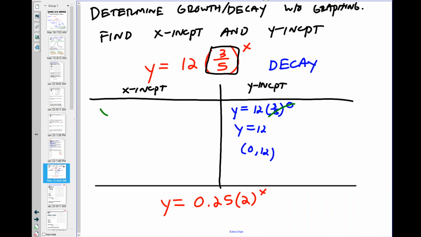How about the x-intercept? How would I find the x-intercept? Put a 0 for y. And let's see who actually learned something. Because now the variable that we're solving for is in an exponent, what are we going to eventually need? We're going to need a log. And whoever said divide by 12, that is correct. What is 0 divided by 12? Still 0. So we get 3 over 5 to the x. We would just take log base 3 over 5 on both sides.